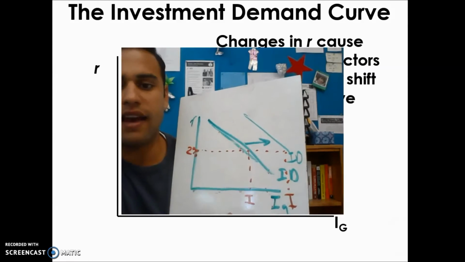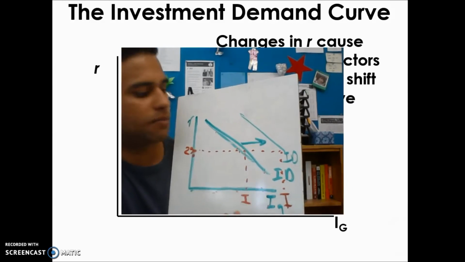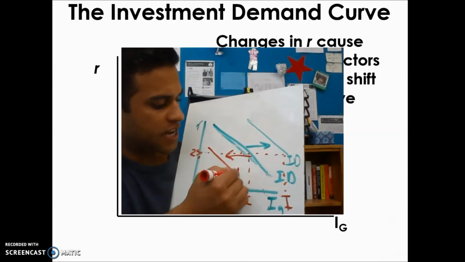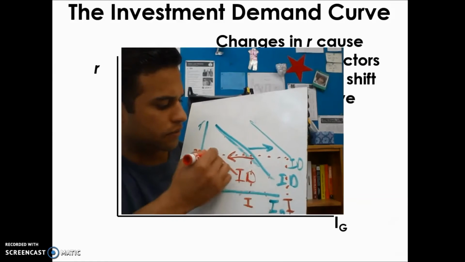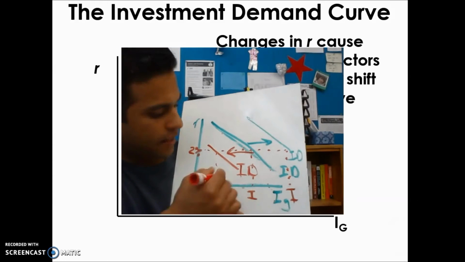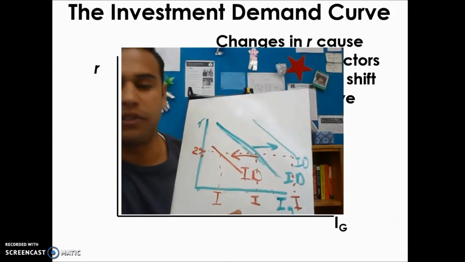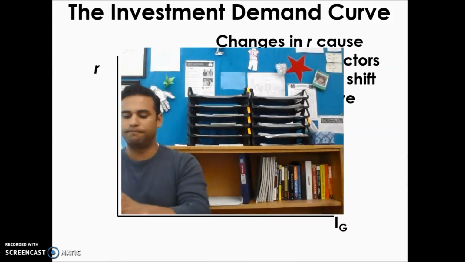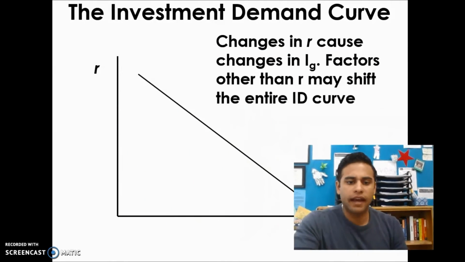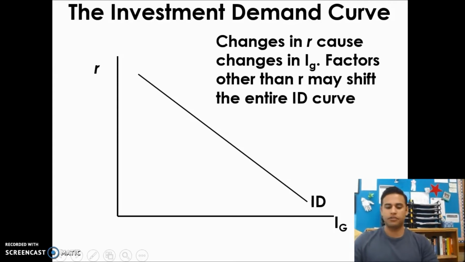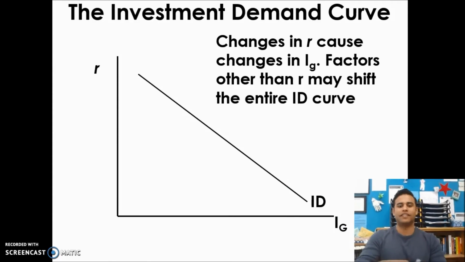So how do we make that happen? How do we increase investment demand? Conversely, things can change that would cause the investment demand curve to shift to the left. And in that case, at 2% real interest rates, we're getting less investment. So that's why this is important. Let's go ahead now then and talk about what those determinants might be, those determinants of investment demand.